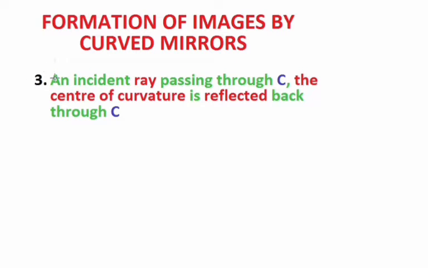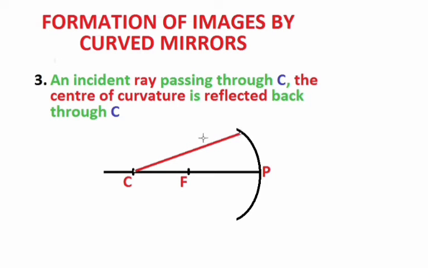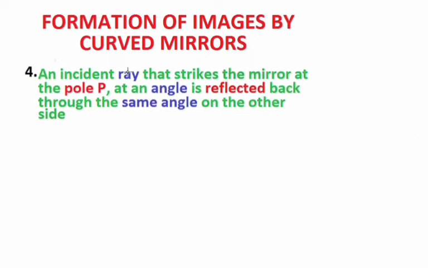Rule 3, an incident ray passing through C, the center of curvature, is reflected back through C. Now, if I draw a ray through C and it strikes the surface of the curved mirror, let me indicate my directions, showing that it is the incident ray pointing towards the curved mirror. The ray will be reflected back through C. So the green ray represents the reflected ray, and the arrows are included to show that the rays are pointing out from the mirror.